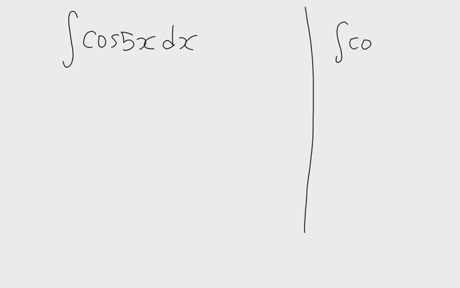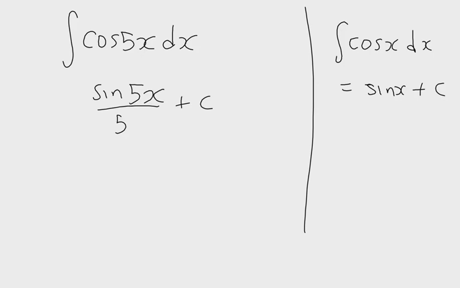Okay. So now for 3, if you have the integral of cos 5x. Now we recall that the integral of cos x dx is sine x plus C. So here there is a constant multiplying the variable, so you have sine 5x divided by 5 plus C. So that would be 1 over 5 sine 5x plus C. So take note of that.